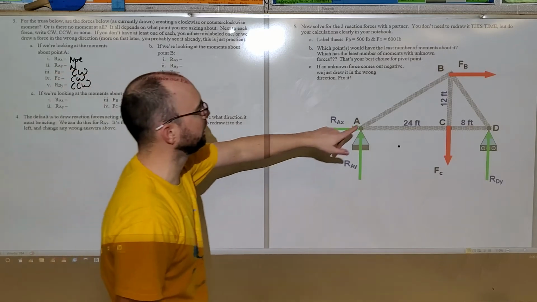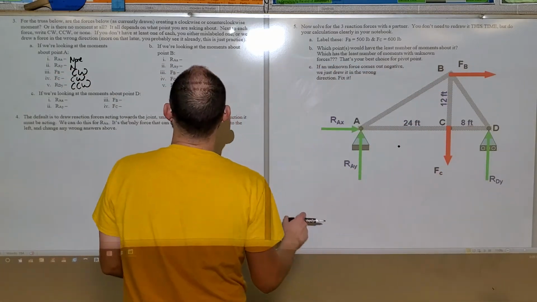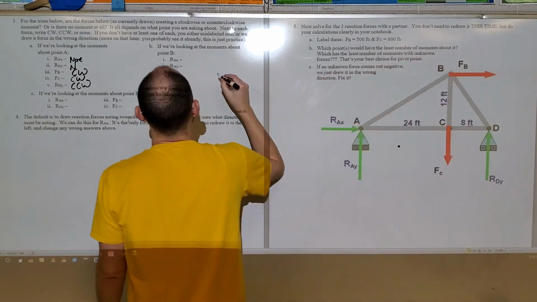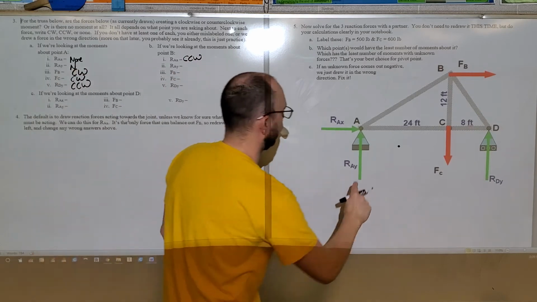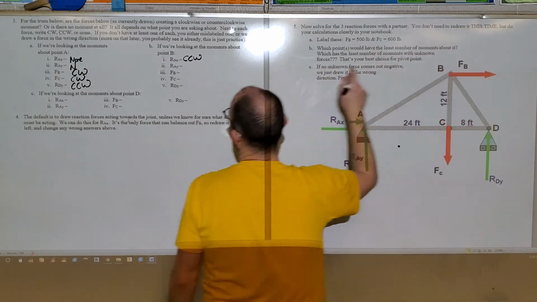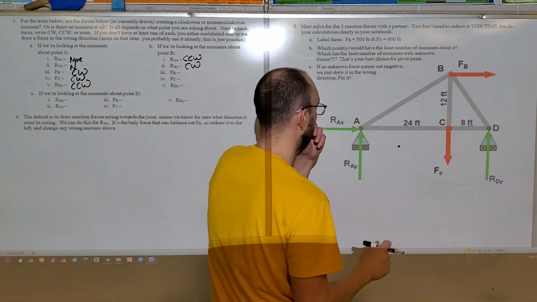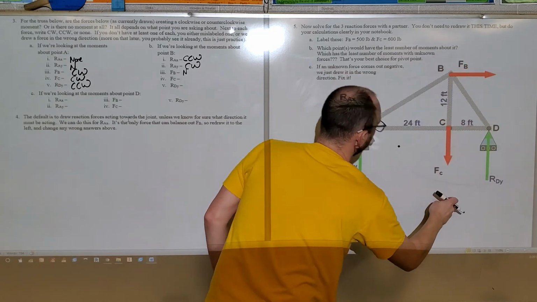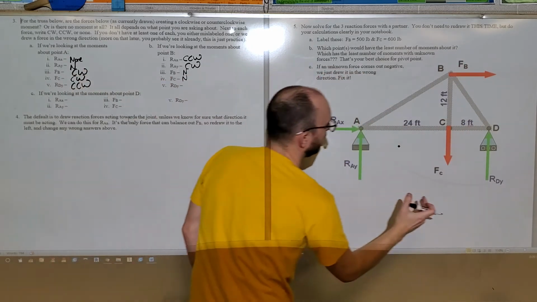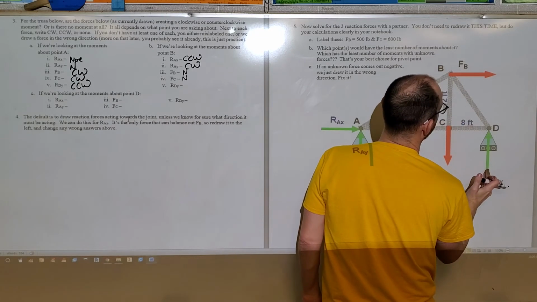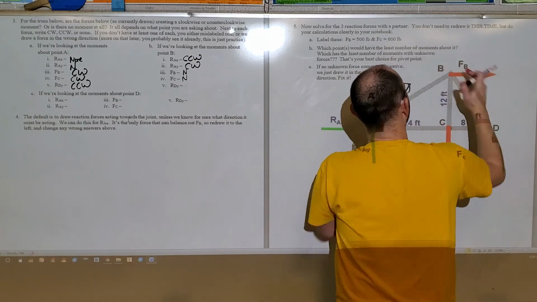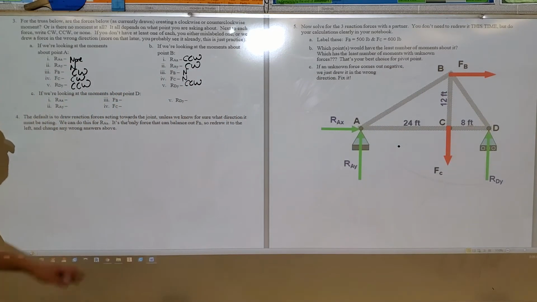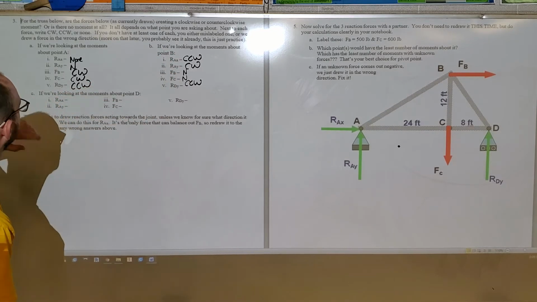B, if we're looking at point B, which way is each force trying to do it? Okay, RAX. So the way we have it drawn, trying to make it go this way, that's counterclockwise. RAY, around B, clockwise. FB is going right through it, so there's none. FC is going right through B, so there's none. And then RDY, which we know is drawn in the right direction, coming back this way around B, counterclockwise. Okay, so we got at least one clockwise and one counterclockwise.